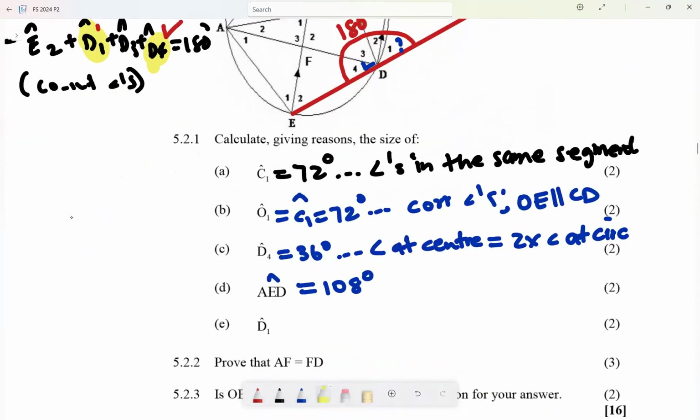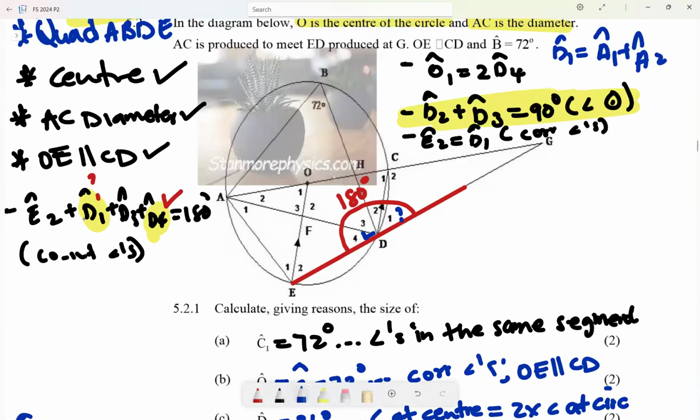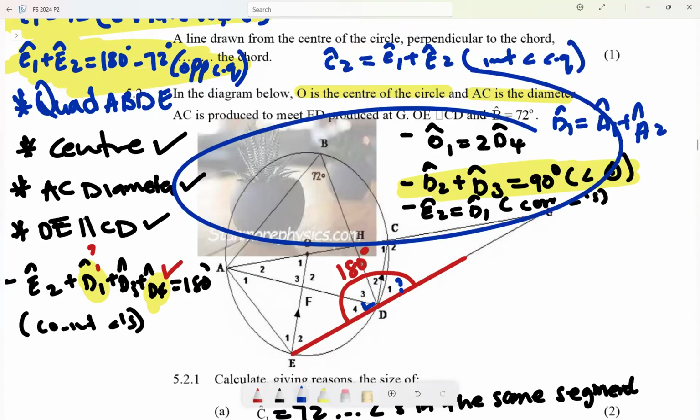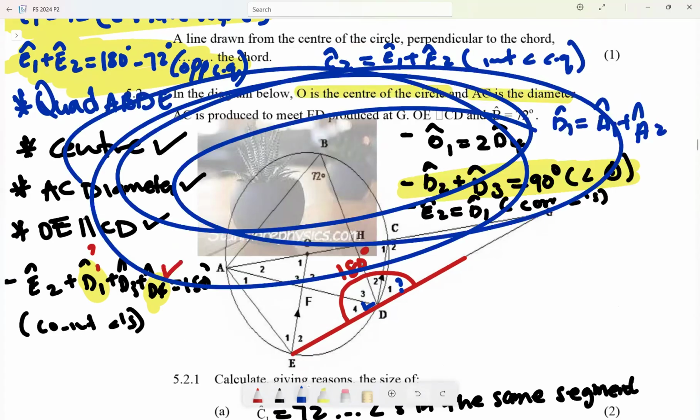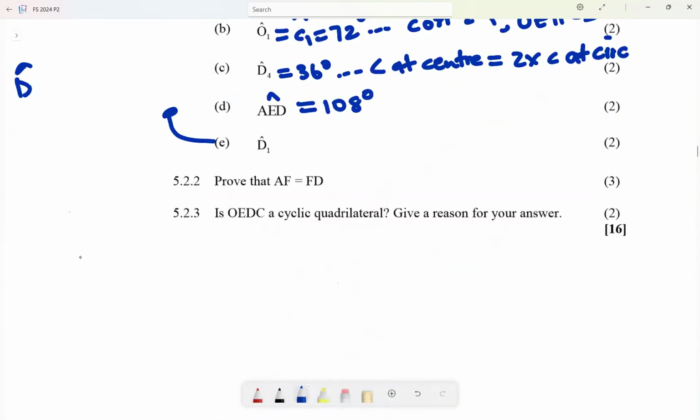So the first thing I should find here, the examiner is super stingy here, is that angle D1. Remember, this is information that the examiner cannot see. The examiner does not see this. Only you can see that. So hence you have to write everything down again. You just remember that D2 plus D3 is 90 degrees. Why? Angle in the semicircle.